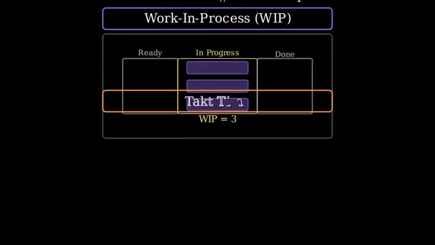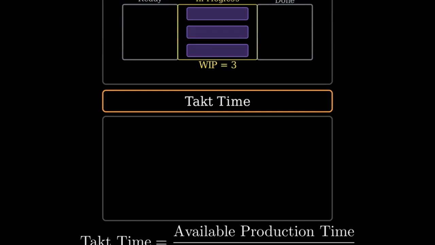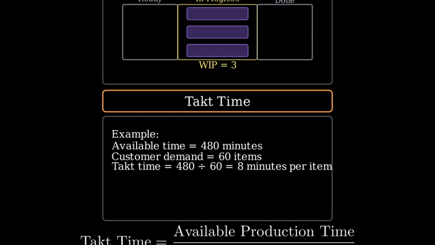Takt time is the pace needed to meet demand. It equals available production time divided by customer demand. For example, 480 minutes available and 60 items of demand gives 8 minutes per item.